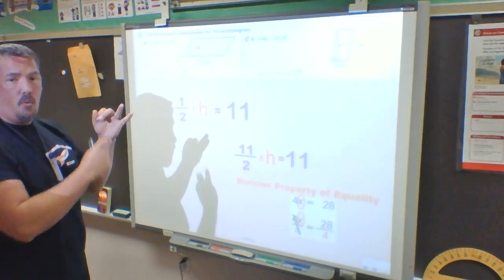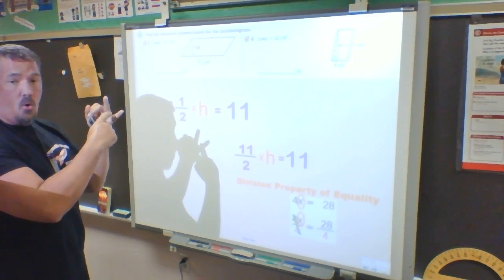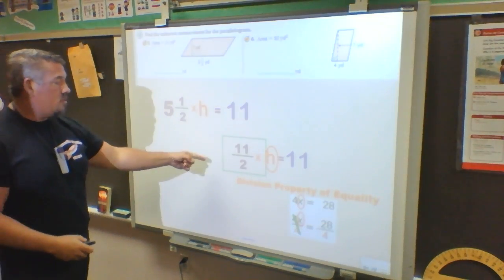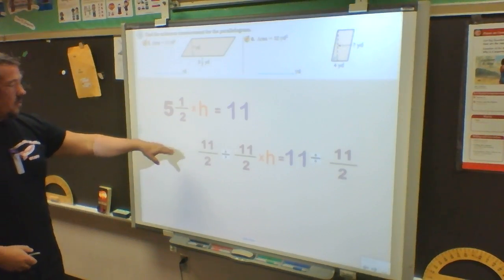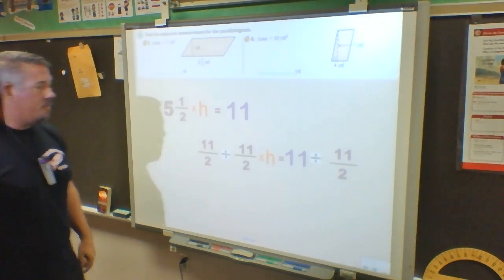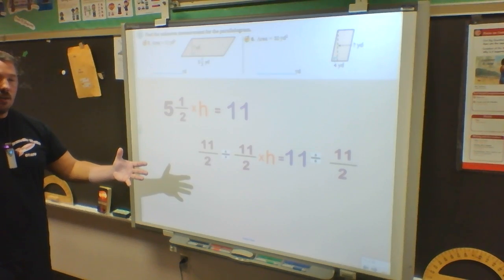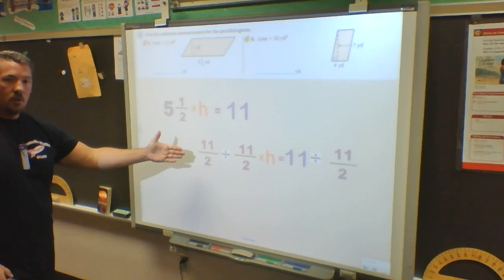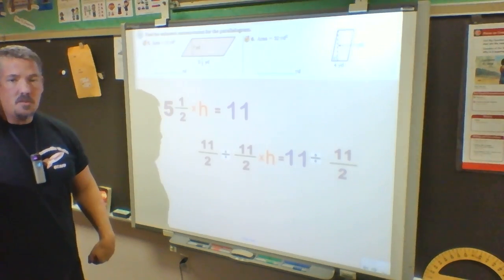Well, we talked about how when I have multiplication and division, if I'm starting with multiplication, I'm going to divide. So I'm going to divide to get that h by itself by 11 halves. So I divide by 11 halves over here. I divide by 11 halves over here. But I can't divide fractions, can I? So I have to keep the first one. Division becomes multiplication. Flip that second fraction.